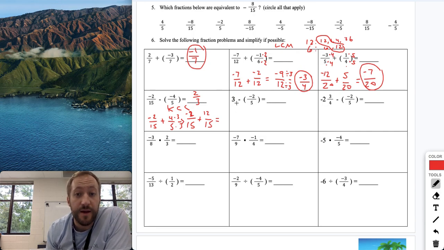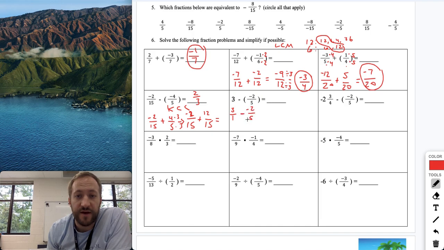This says 3 minus -2/5. Now this is interesting because this 3 doesn't have a denominator. It's just a whole number. But I know that every single whole number has an invisible 1 underneath. It's all a denominator of 1 if it's a whole number. So now it's 3 over 1 minus -2 over 5.